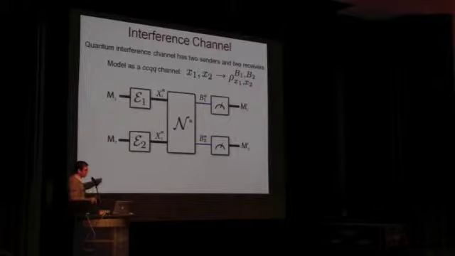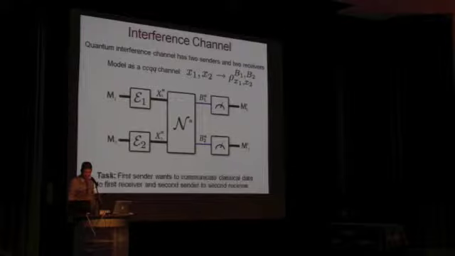The channel then prepares some output for the receivers. The first receiver performs a collective measurement to figure out the message that sender 1 was transmitting, and receiver 2 likewise performs a collective measurement to figure out the message that sender 2 is transmitting. The unique thing about this channel is that the first sender is only interested in communicating with the first receiver, and the second sender is only interested in communicating with the second receiver. So there can be interference along the way as this transmission takes place.